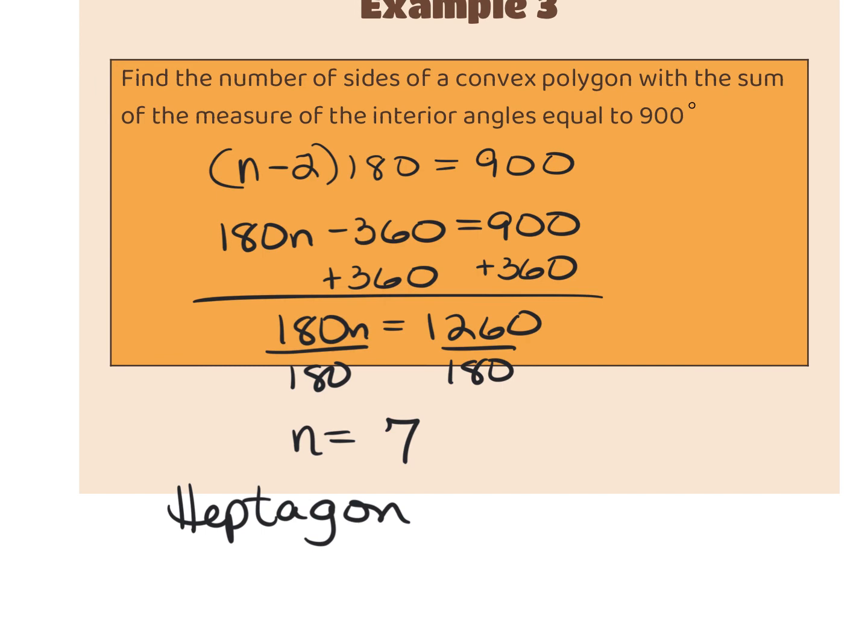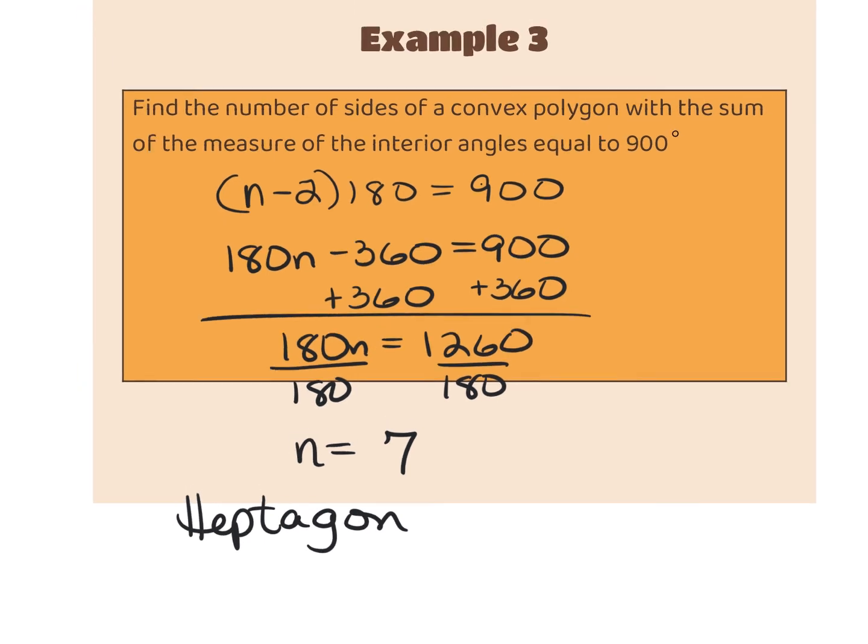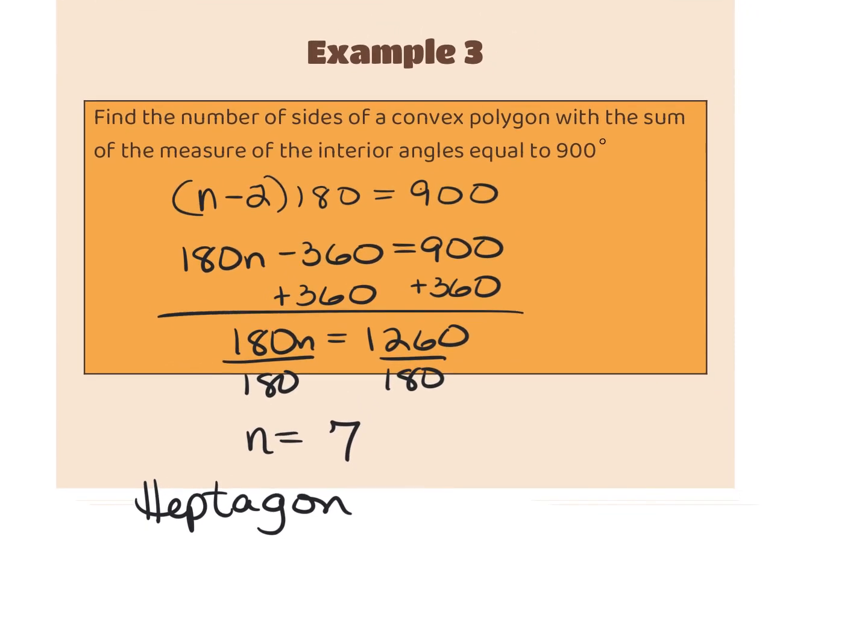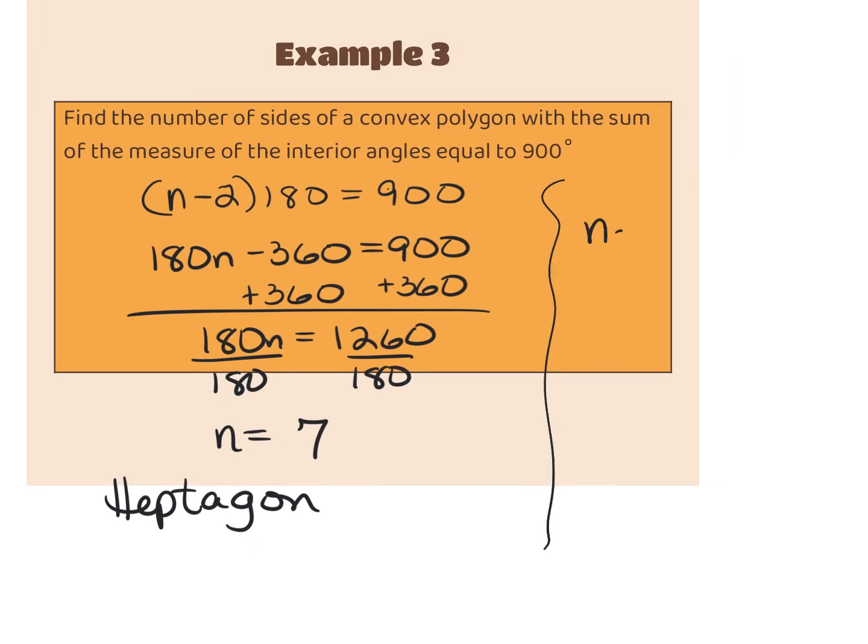Now, the other way you can do this using your algebra skills is you could have divided both sides by 180 to begin with. It's whatever you're used to using from your Algebra 1 course. The other way you could have solved this is using the same formula. I'm just going to show you a different solving technique.